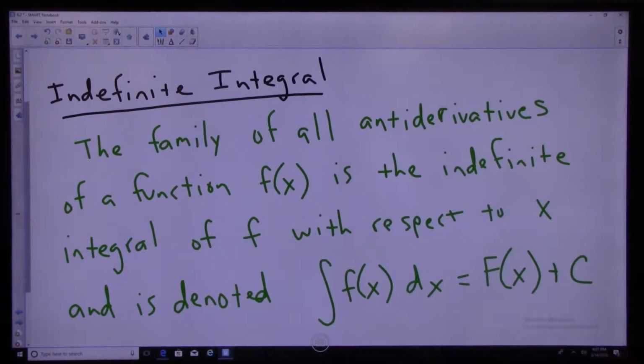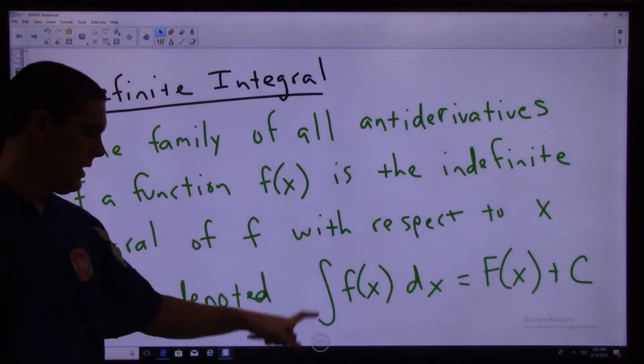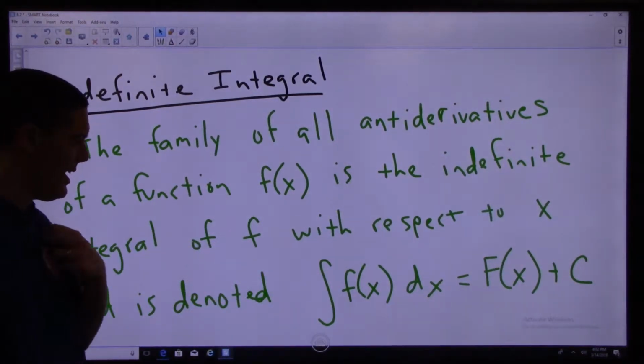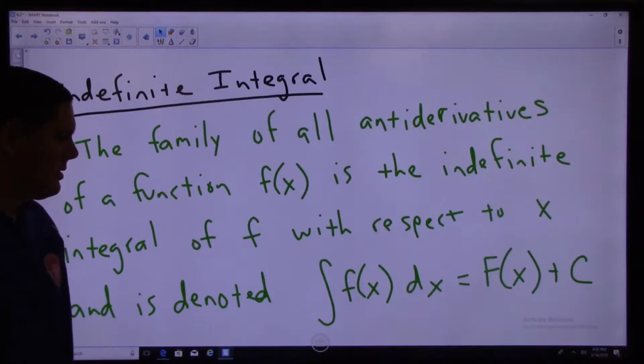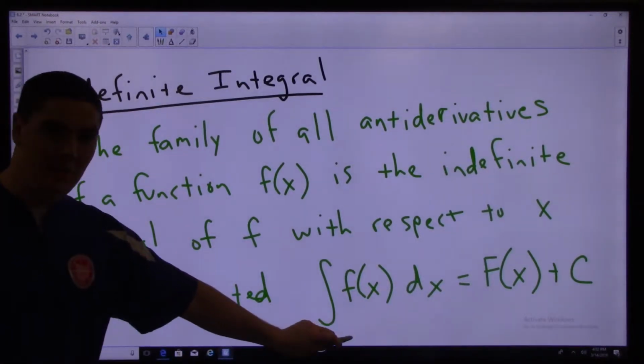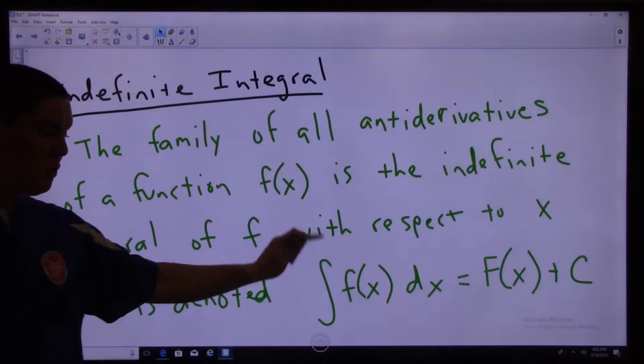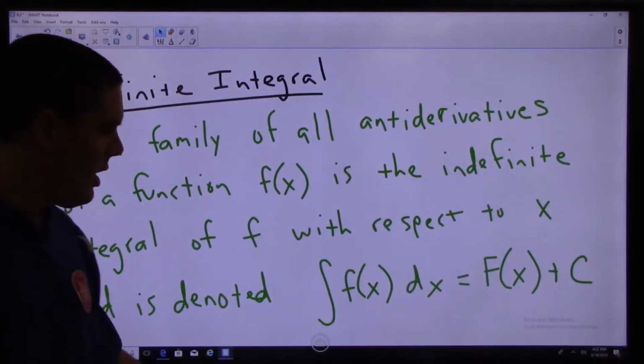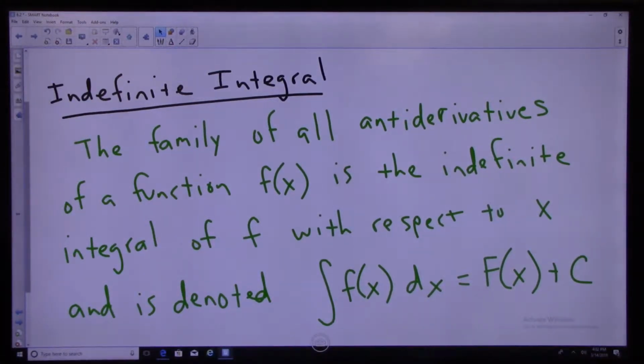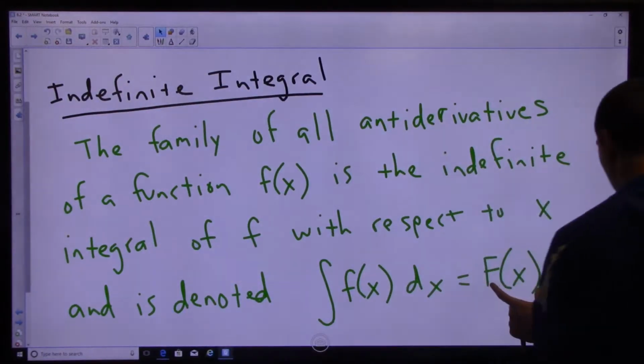The indefinite integral, what it is, it's the family of all antiderivatives of a function, f of x. That is the indefinite integral of f with respect to x. And it's denoted, we just put the integral symbol, okay, the elongated s, of f of x dx. All right, so notice we don't have an interval. If we don't have an interval to integrate over, this is what's known as the indefinite integral. Okay, so this is the indefinite integral, and all it is is the antiderivative, capital F of x plus c.